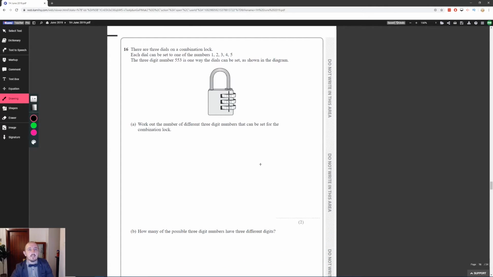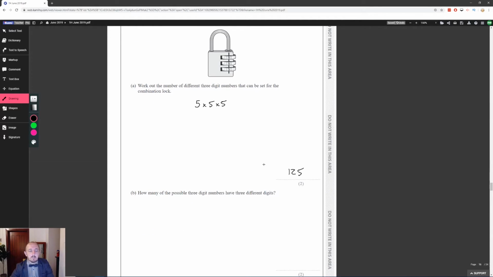Combination lock goes up to 5, so work out the number of different 3-digit numbers. So we can have 1, 2, 3, 4, 5, so 5 times 5 times 5, like that. So 125 different combinations there.